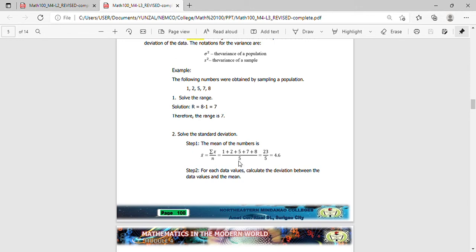Over 5, because we have 5 data. So, that's 23 over 5. So, we got 4.6 as our mean. Si 4.6 ato mean. Unsa tong ikaduha na step?